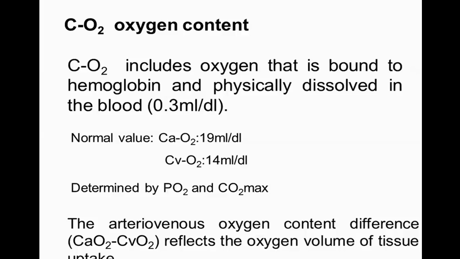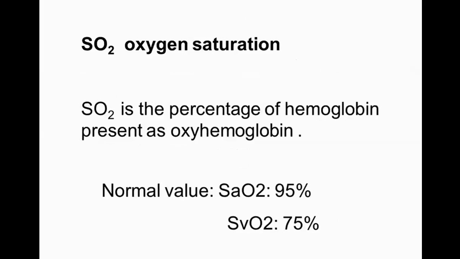And the arteriovenous oxygen content difference reflects the oxygen volume of the tissue uptake. As we said, it's 5 milliliter per deciliter, or 50 per liter, or 215 per cardiac output. Oxygen saturation, as we said, is the percentage of hemoglobin presented as oxyhemoglobin, normally 95 arterial and venous is 75, and the difference will be the extraction from 20 to how much? To 30.